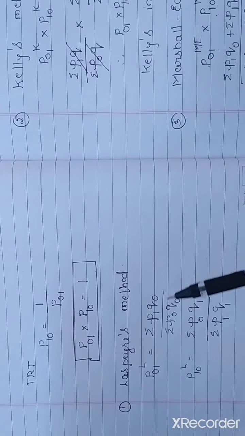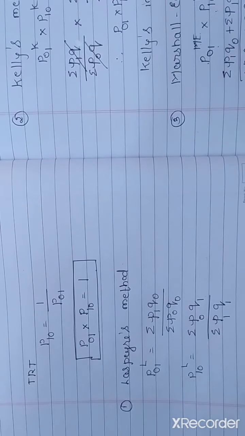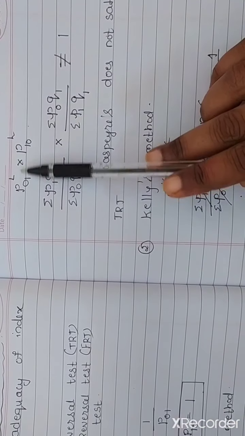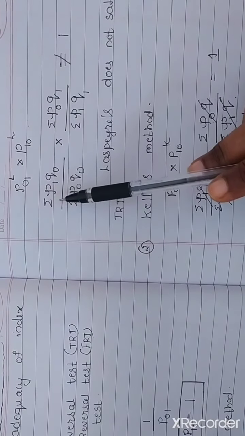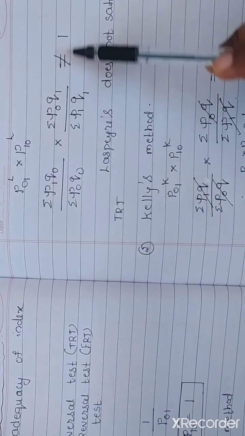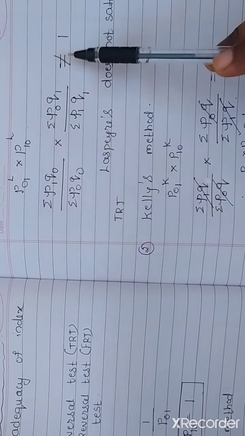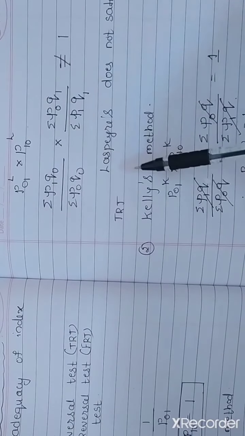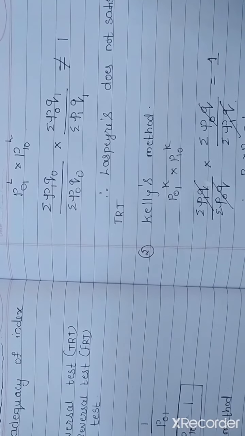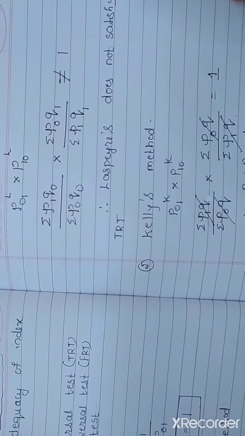P and Q as it is. Summation P0 Q1 divided by summation P1 Q1. So P01L into P10L, I have already written the formula here. Just check this one. Is it equal to 1? No, it is not equal to 1. Therefore, the Laspeyres price index number does not satisfy the time reversal test.